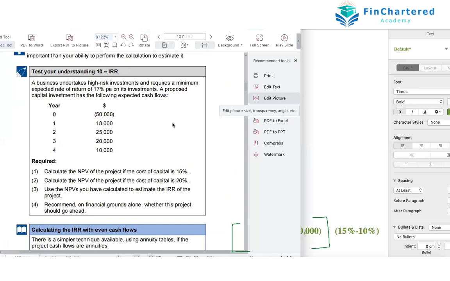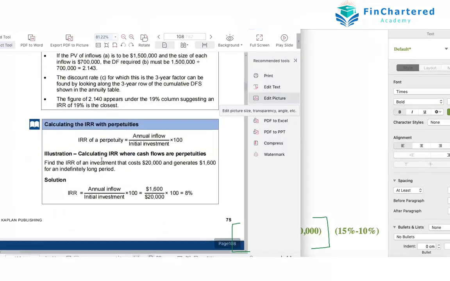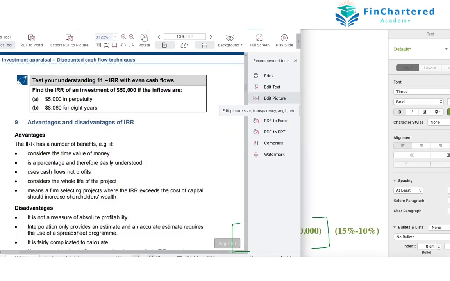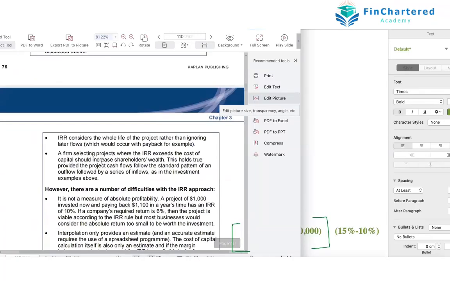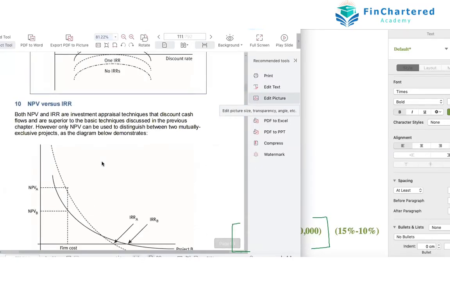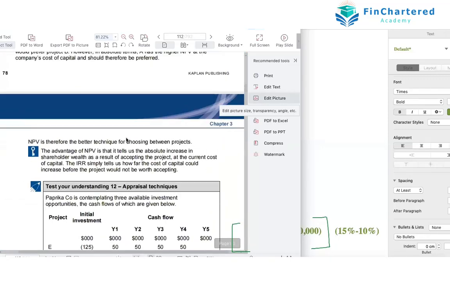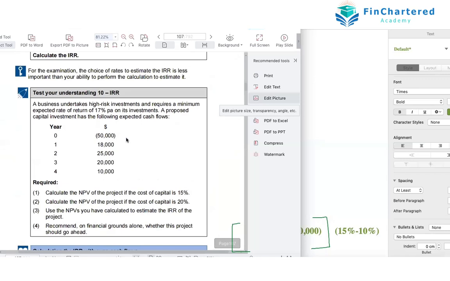Now, again, let's look at test your understanding 10, with which we can move to advantages and disadvantages of IRR and complete. I think there's one small topic, NPV versus IRR. A business undertakes high risk investment and requires a minimum expected rate of return of 17% per annum. A proposed capital investment has the following expected cash flows. Calculate the NPV of the project if the cost of capital is 15%. Calculate the NPV if the cost of capital is 20%. Use the NPVs you have calculated to estimate the IRR of the project.